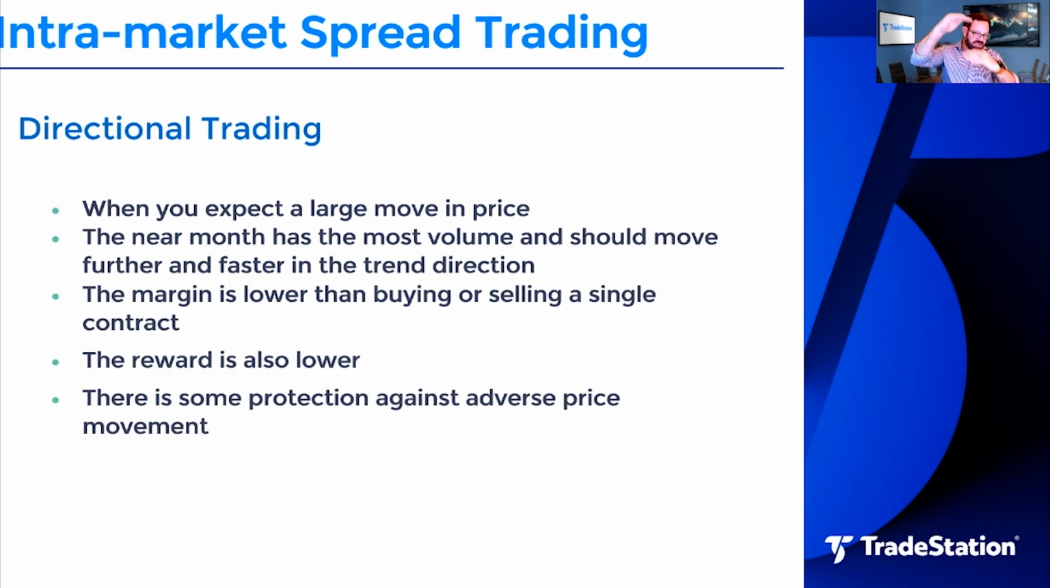You think that the markets are going to go down, sell the front month, buy the back month. You're protected in case they both move the same against each other, but the front month should move faster. The margin is going to be much lower than trading a single contract. Rewards lower, but there's price protection against adverse movements.